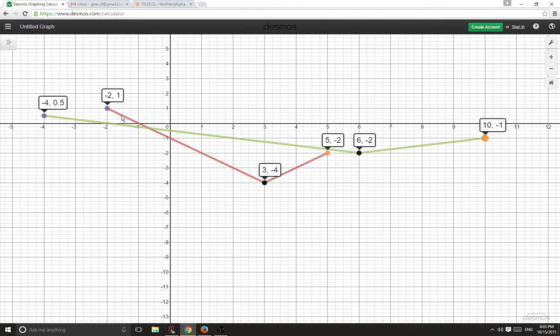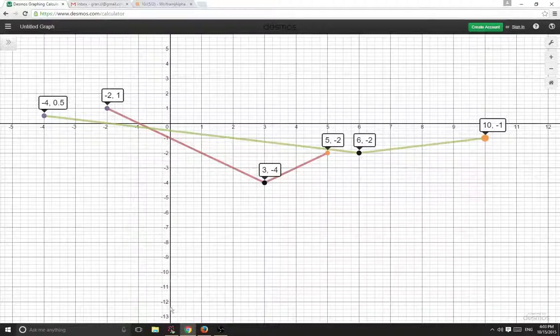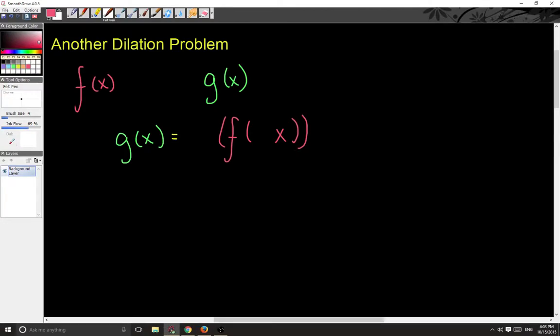We notice that to go from here to here, and from here to here, it was 1/2. We remember that when we vertically dilate, all we have to do is simply plug in what the factor is between our points. So we're vertically dilating by 1/2, and we'll just plug in 1/2 here. Now we want to think about our horizontal dilation.